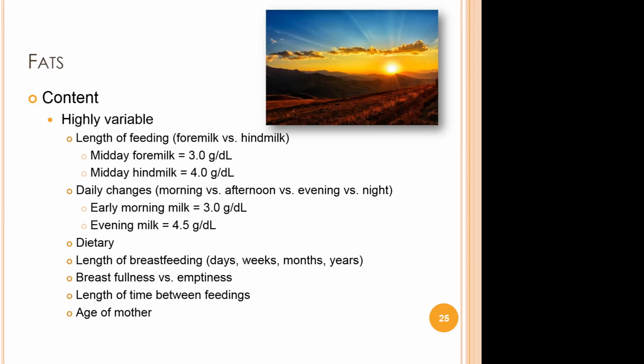Lipids change during the length of a feeding. Hind milk, which we covered earlier, which is defined as the last milk of a feed, may contain 2 to 3 times the concentration of milk fat found in foremilk, which is the initial milk of a feed. Foremilk is thinner and bluish with a higher content of lactose and contains around 1.5 to 2% fat, and this foremilk is what satisfies a baby's thirst. And again, remember that supplemental water is unnecessary during the first 6 months of life.